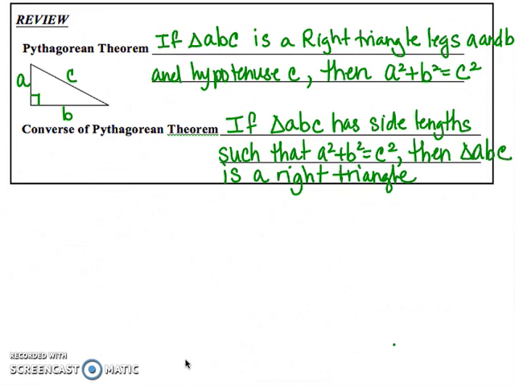Typically, we're using the Pythagorean theorem as A squared plus B squared equals C squared. We're not typically using it to prove that we have a right triangle, but that is a valid way that we can use it. We can use the converse just as easily as we can use the original. And that's just what we're going to do in our example. It says, show that the triangle with the vertices Q, L, and G is a right triangle using the converse of the Pythagorean theorem.